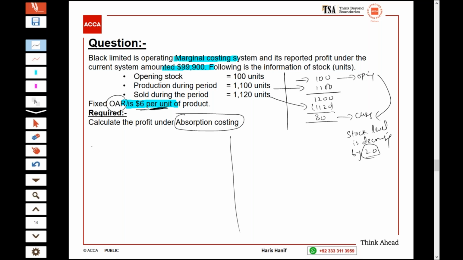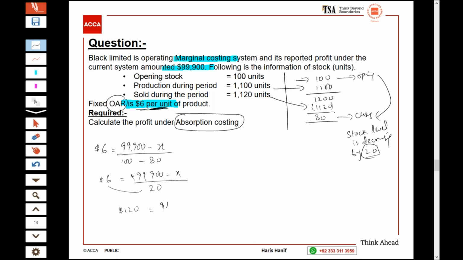Now I'm simply placing the figures in the formula. $6 per unit, and that is marginal costing profit minus X, absorption is unknown, over opening 100 minus closing 80. So that will be 6 is equal to 99,900 minus X over 20. It will go over there. That is $120 is equal to 99,900 minus X. Now it's 120 minus 99,900 is equal to minus X.